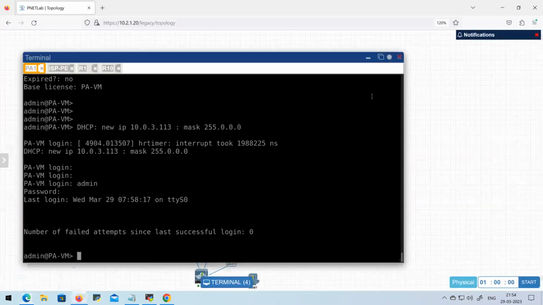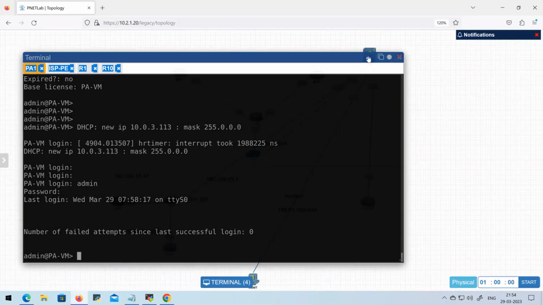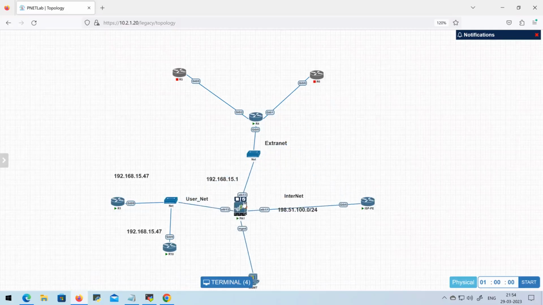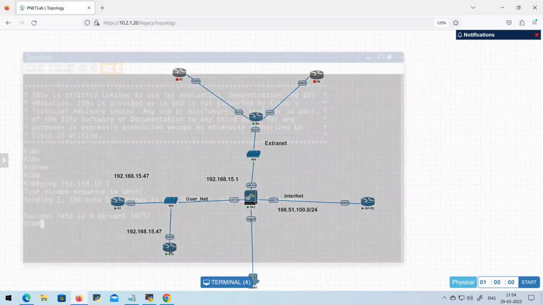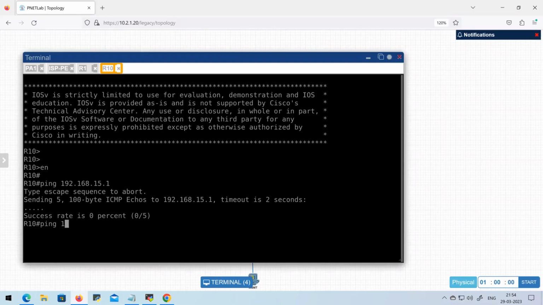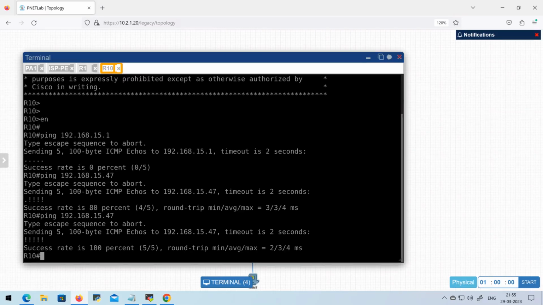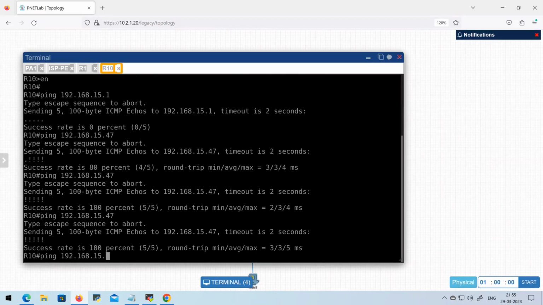This type of stuff happens with simulation. The directly connected interface is not pinging. What can you do? If I ping 192.168, not 15. See? Okay. So it is pinging to the other router, but it is not pinging to the firewall gateway.